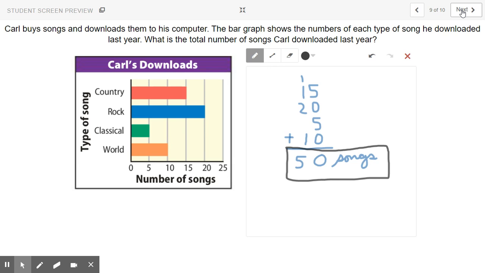Carl buys songs and downloads them to his computer. The bar graph shows the numbers of each type of song he downloaded last year. What is the total number of songs Carl downloaded last year? So to get this, country, there's 15, rock is 20, classical 5, world is 10. So I added them all up, and that's 50 songs.